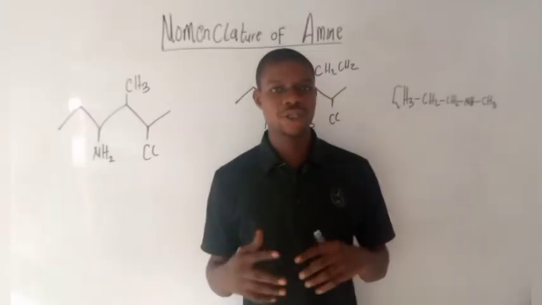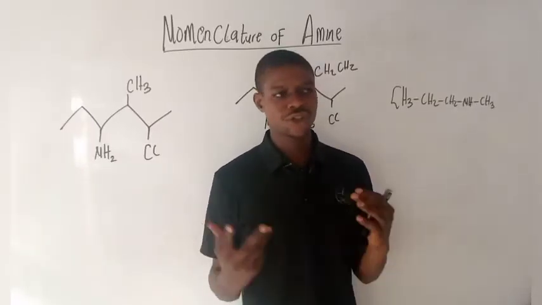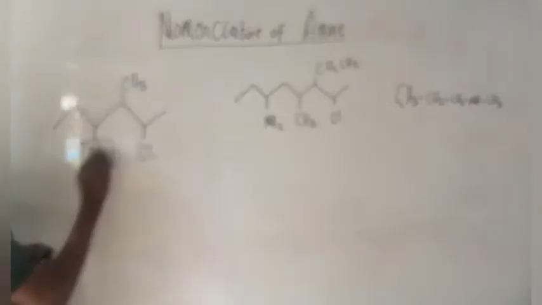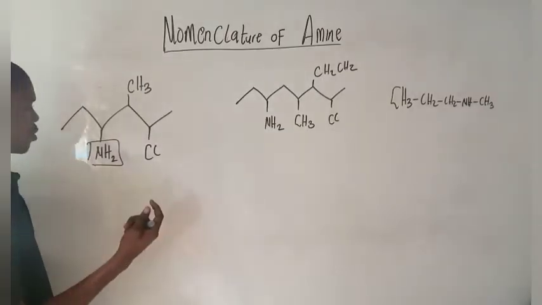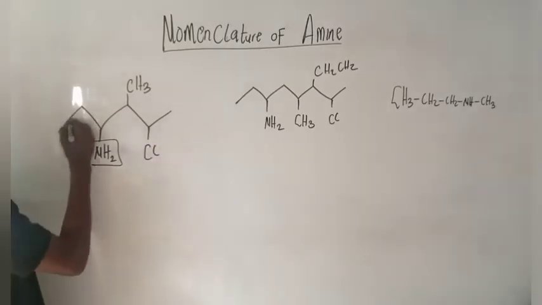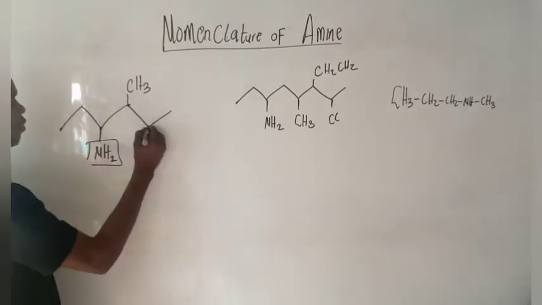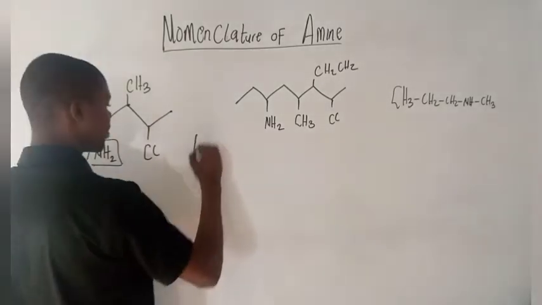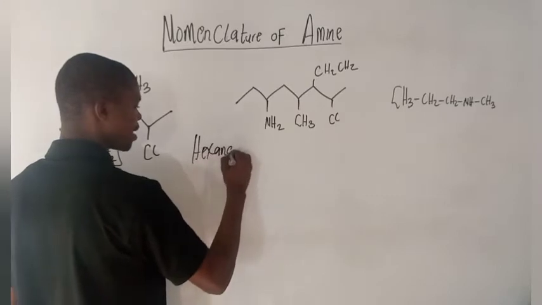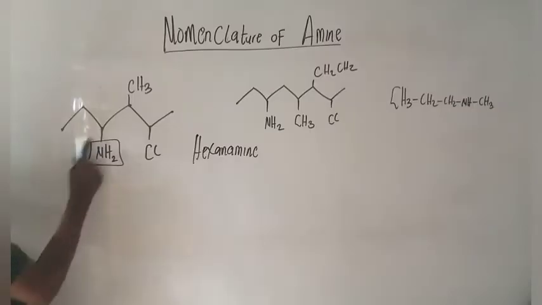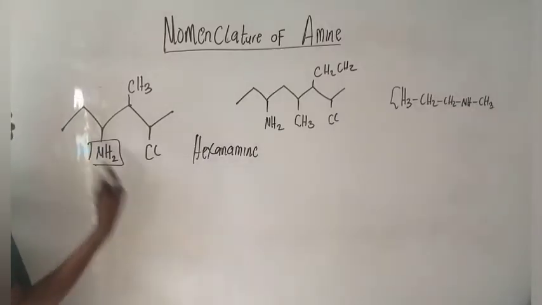So now let's move into a more complex structure. If you have it like this, remember this is the functional group, and these are my substituents. Remember the functional group must have the lowest possible number. First of all, you have to count the carbon atoms in the chain here. Here we have 1, 2, 3, 4, 5, 6. So that is going to be hexanamine.